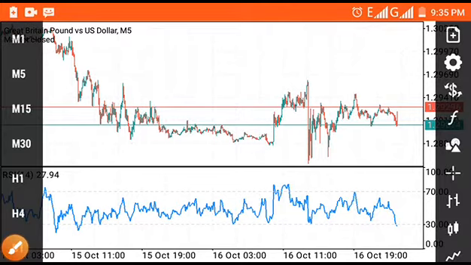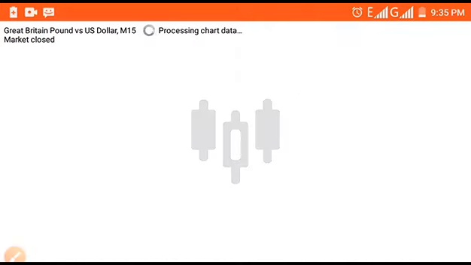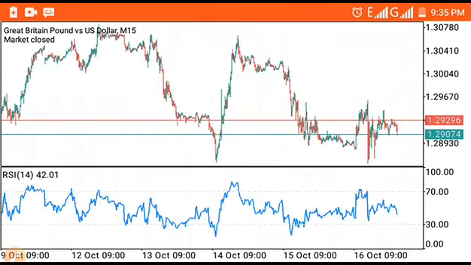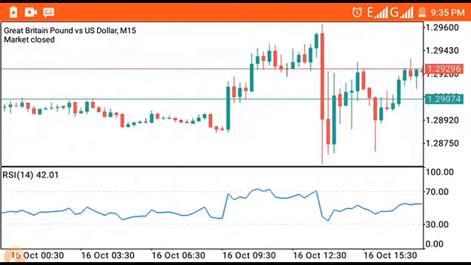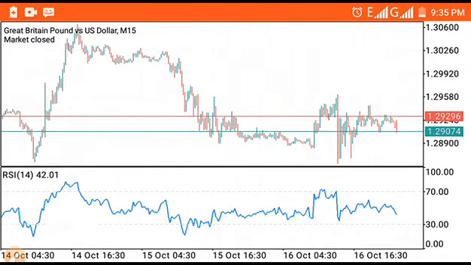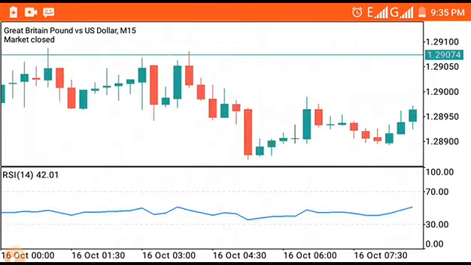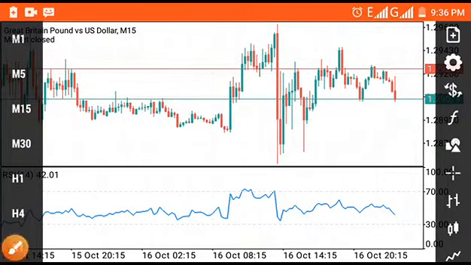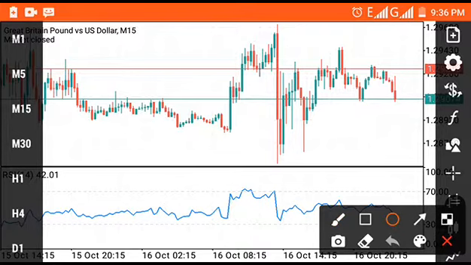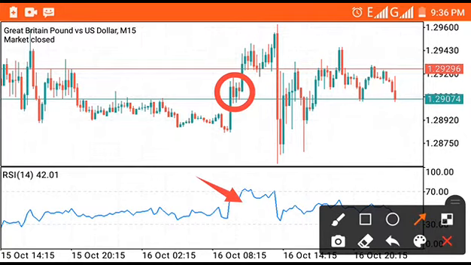Let's move on to another higher time frame, the 15-minute time frame. Let's see what the 15-minute time frame has for us. Well, in order for you not to confuse yourself again, let me show you what we're looking at. We're looking at here and here.